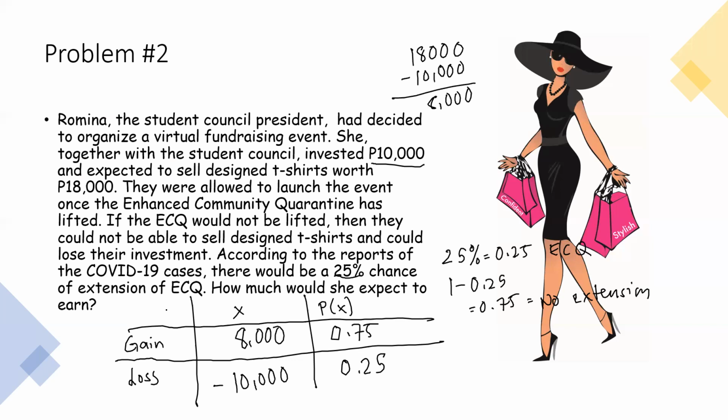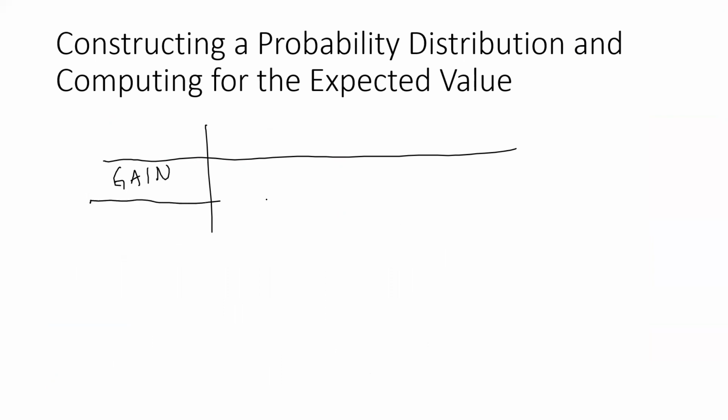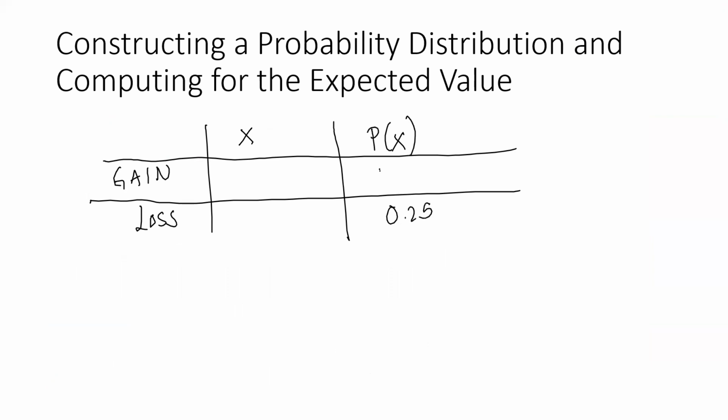Okay, so now we're going to find the expected value here. So recalling here, there will be a 25% chance wherein she can lose her money. There will be a 75% chance that she can gain. Then the gain will be 8,000. The loss will be negative 10,000. So what we're going to do is use the concept of finding the mean.